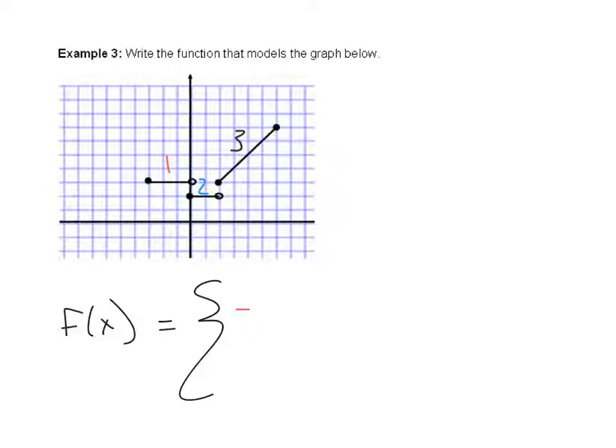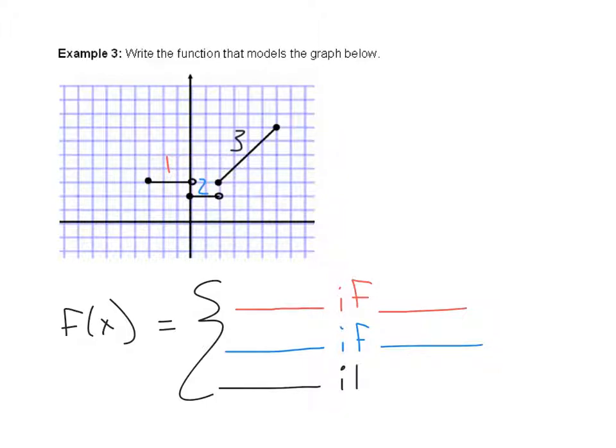I'm going to do the first piece that's red. I'll write the equation for that. Then I write the word if and the domain for that piece. And then I'll have an equation for the blue piece, and then its domain. And then I'll have an equation for the black piece, and then its domain.